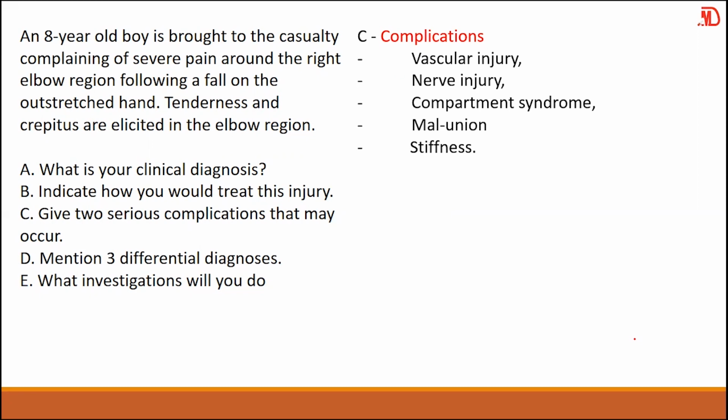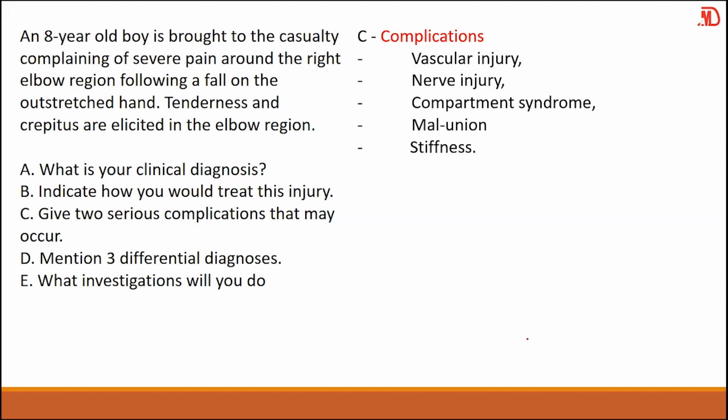You can think of pain, pallor, paresthesia or numbness feeling, pulselessness or a faint pulse, and paralysis. So these are the 5 Ps of compartment syndrome, and all these can be a complication of a supracondylar fracture.